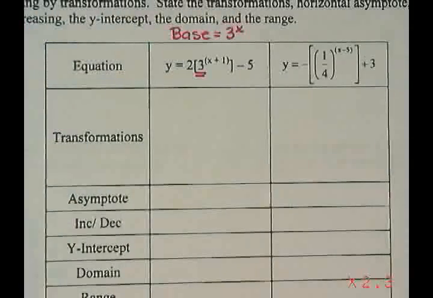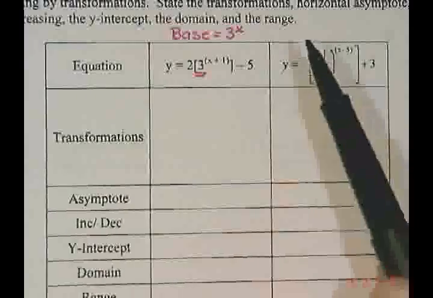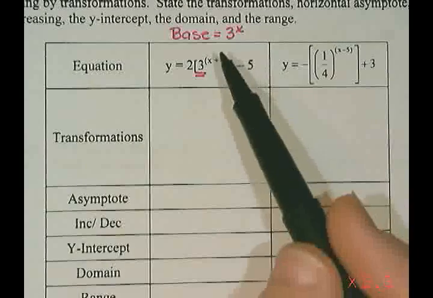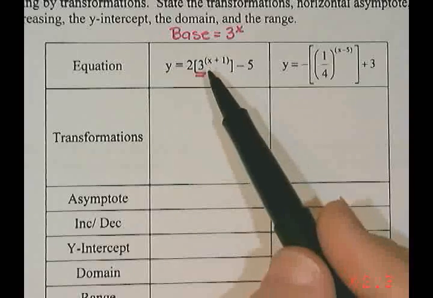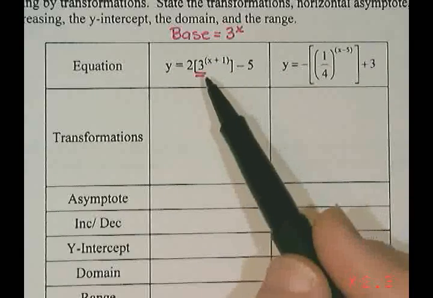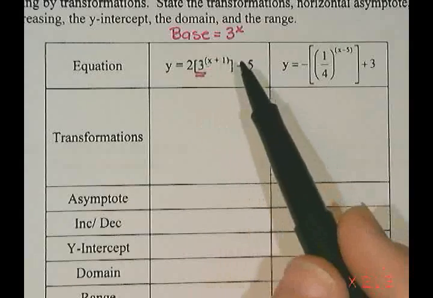So what I want to do is identify my transformations, since it did ask me to do that. I see that I have a minus 5, I have a plus 1 in the bracket up here, and I have a 2 out front. The 3 is not a transformation. The 3 is the base of the function, so it doesn't really count when we're doing our transformations.